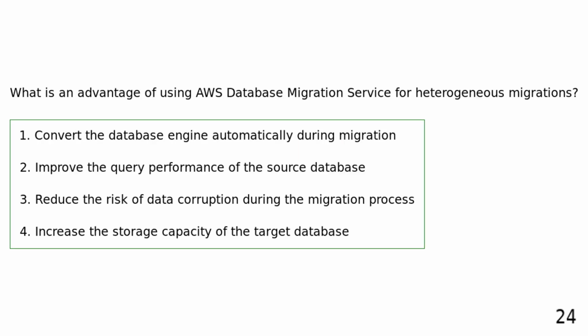What is an advantage of using AWS Database Migration Service for heterogeneous migrations? Convert the database engine automatically during migration. Improve the query performance of the source database. Reduce the risk of data corruption during the migration process. Increase the storage capacity of the target database.